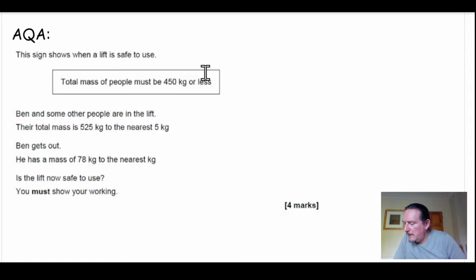So AQA, this is AQA's version of these questions. This sign shows when a lift is safe to use. Total mass of people must be 450 kilograms or less.